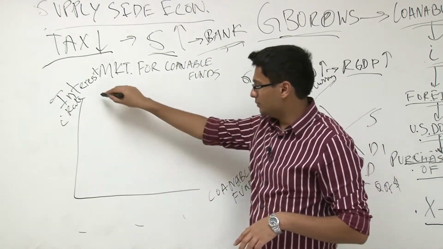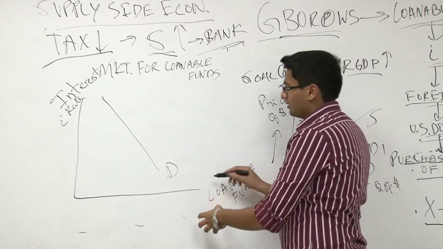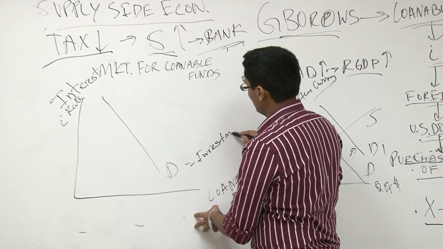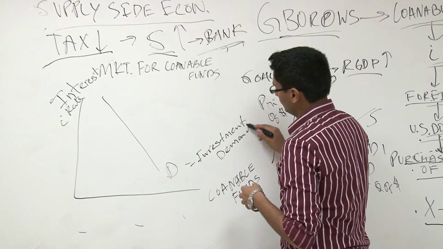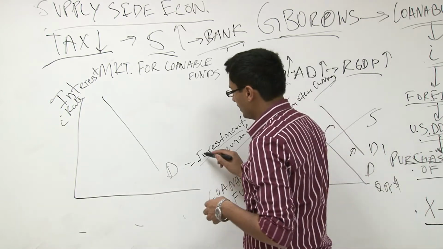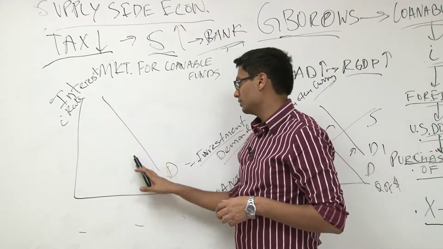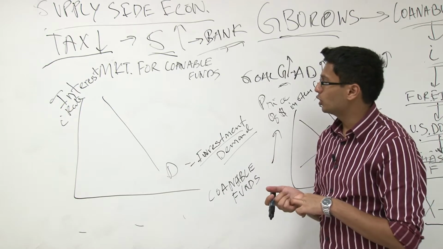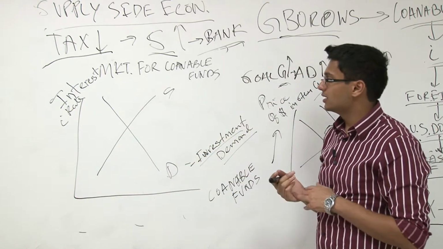So again, you have a demand, right? And remember, guys, the demand in the market for loanable funds is the investment demanded. Okay, remember that? Investment demand is actually representing the demand function in the market for loanable funds. And the supply is the supply of loanable funds, right?